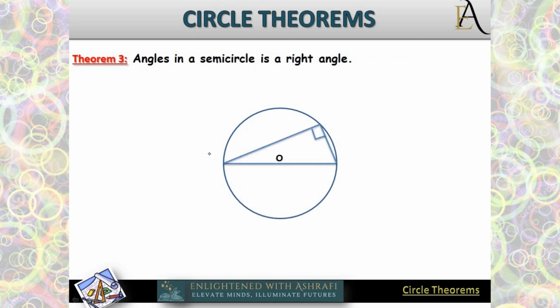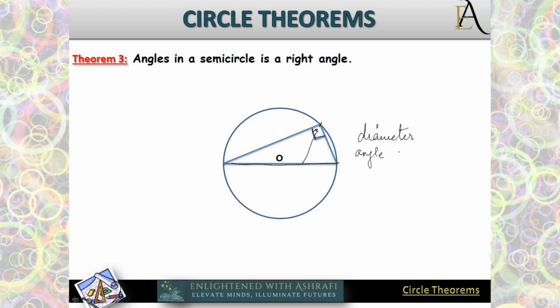Theorem 3 is a special case of the angle at the center theorem. It states that the angle in a semicircle is a right angle. If you have a diameter, then the angle opposite to it is always going to be 90 degrees, provided the angle is on the circumference. So in a circle, if there is a diameter and it forms an angle on the circumference, then the angle is 90 degrees.